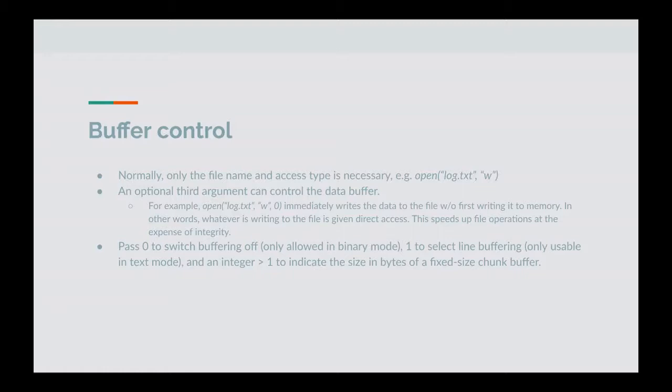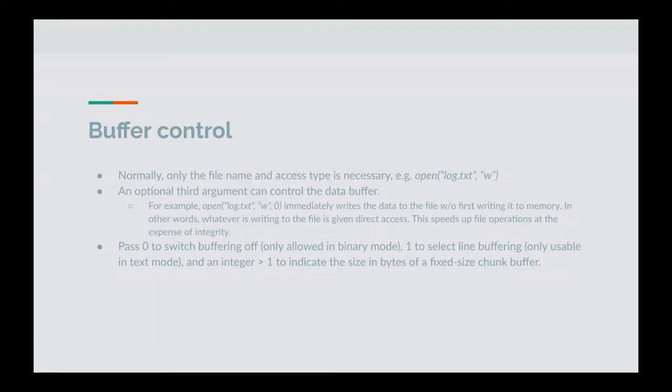There is a third argument that you can provide if you want to, and that third argument controls how that data buffer is going to be used. So if you use a 0 as the data buffer argument, then it means that you do not want your data to be buffered. It is going to be directly written to that file. And as noted, this is only available in binary mode.